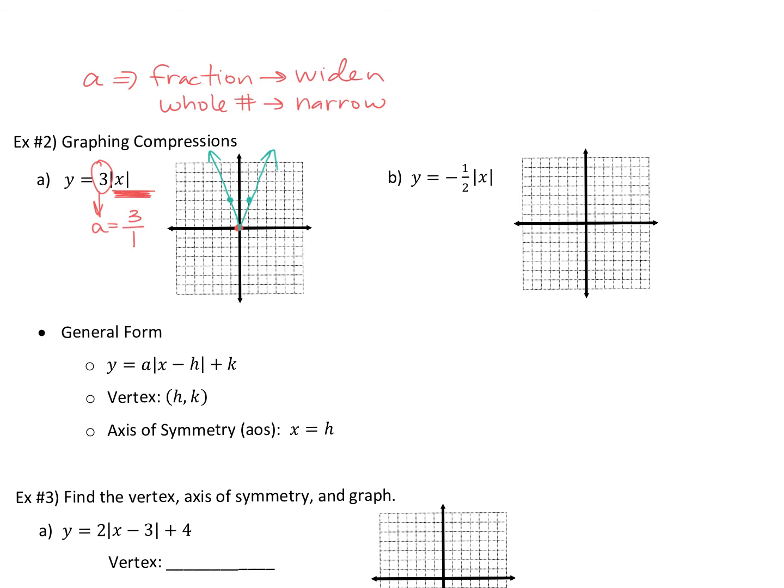When you have y equals a negative 1/2 times the absolute value of x, what's your vertex? 0, 0, right? There's nothing behind our x to tell us to shift up or down or left or right. Where are you going to move for your next 2 points? Down 1, right? Negative 1/2, you're going to go down 1 over 2, and then down 1 over 2. Notice what happened. The fraction is wider. The whole number is more narrow, right? So you can just tell the difference with that.